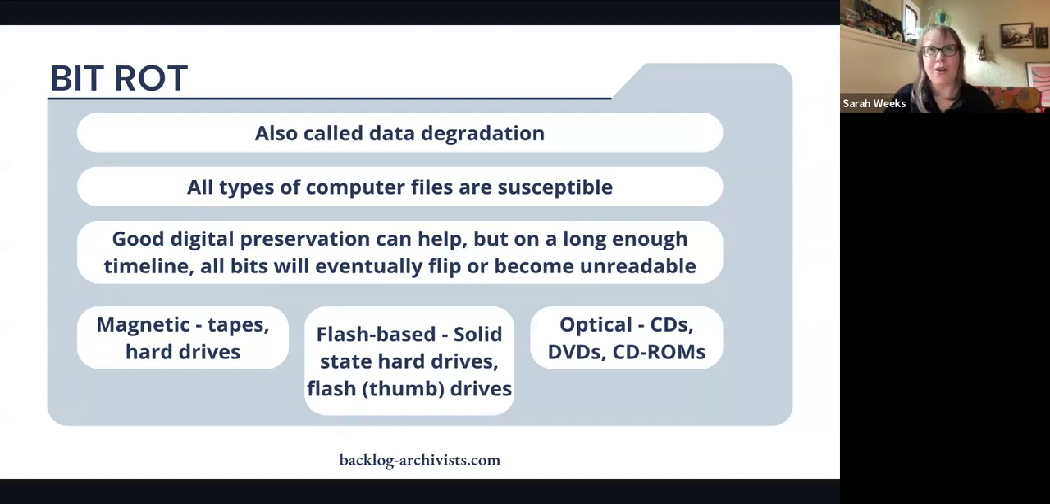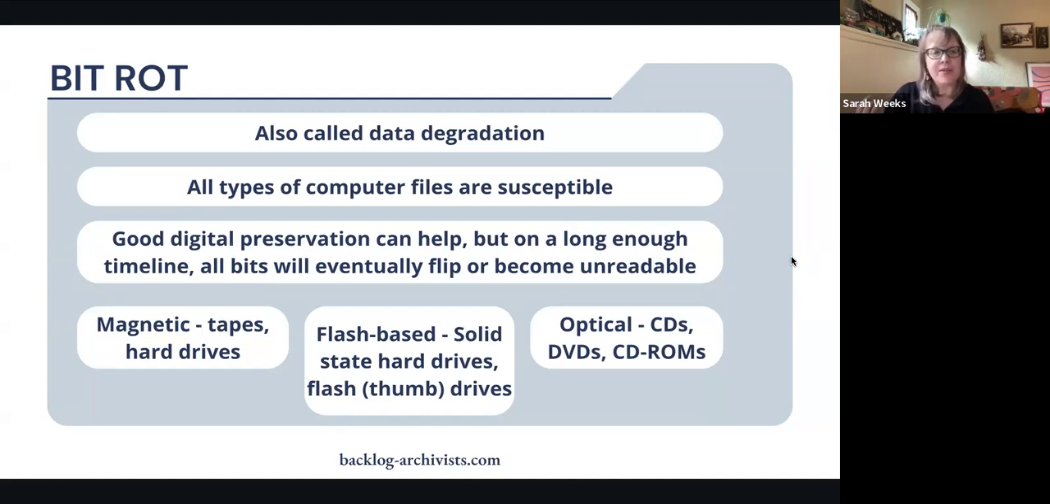Bit rot is when a file gets corrupted or doesn't work anymore, or maybe you used floppy disks in the 80s and those don't work anymore and they're corrupted. That is bit rot. All of this is bit rot. Anytime a file gets corrupted, we might call it any number of other things, but at base, it's bit rot.